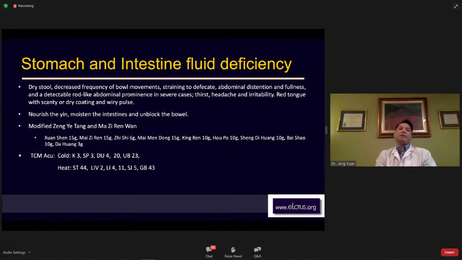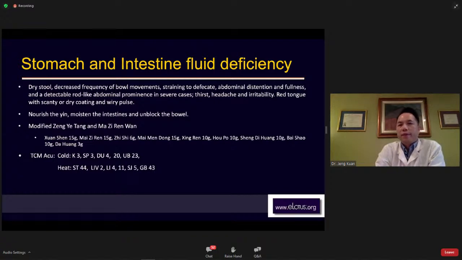Now, if there's a pattern which is stomach and intestine fluid deficiency, usually the presentation will be having dry stool, decreased frequency of bowel movements, and straining to defecate, abdominal distension and fullness, and detectable rod-like abdominal prominence in severe cases. So that's how palpation comes along. If you palpate the patient's abdomen, you would notice there's a rod-like abdominal prominence. A lot of times it could be on the descending colon, most frequently, and sometimes it's in the ascending colon area. And you can certainly feel that rod-like abdominal prominence when you do palpation.